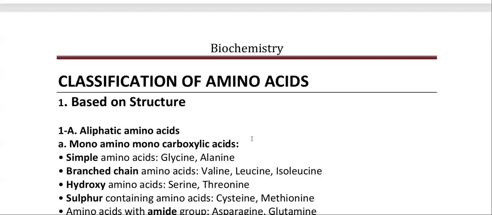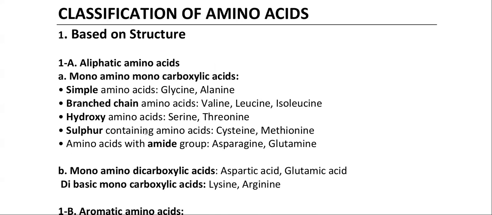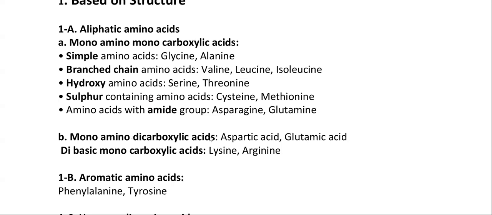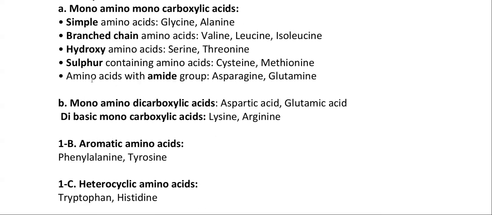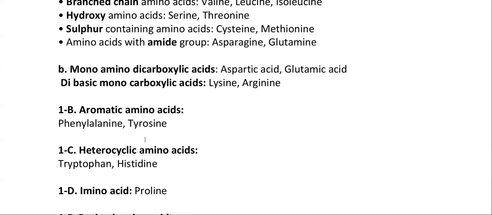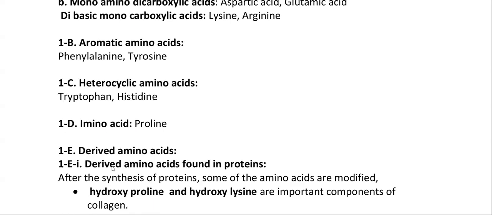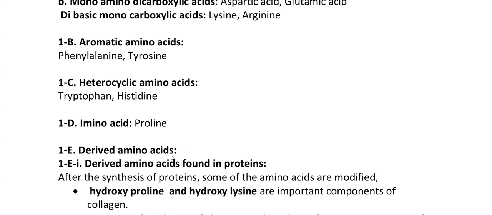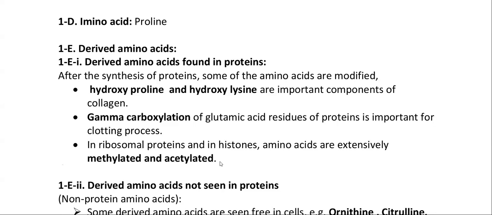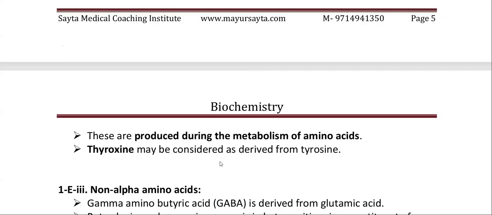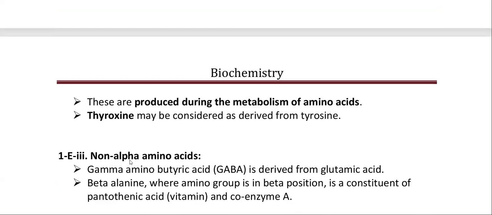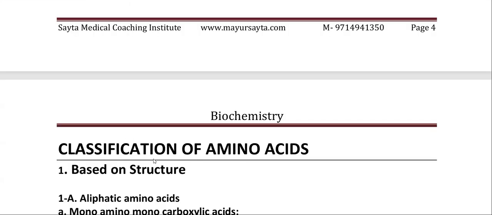So, this is what we discussed in aliphatic amino acids. Aliphatic amino acids include monoamino monocarboxylic acid and monoamino dicarboxylic acid, then aromatic amino acids, phenylalanine, tyrosine, heterocyclic amino acids, derived amino acids found in protein, derived amino acids not seen in proteins, and non-alpha amino acids.